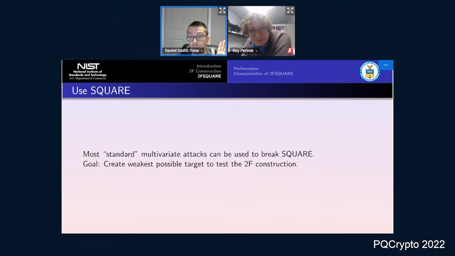Okay, so why did I use Square in this? Because Square has all of these attacks, it's vulnerable in every way. So it's a good target for this. And I would like to see more targets like this if people are interested in studying this modulus switching.